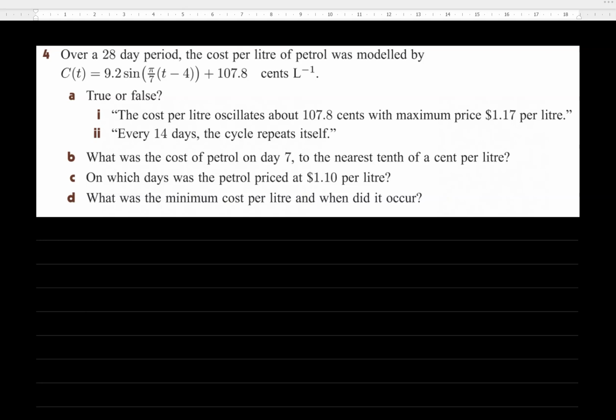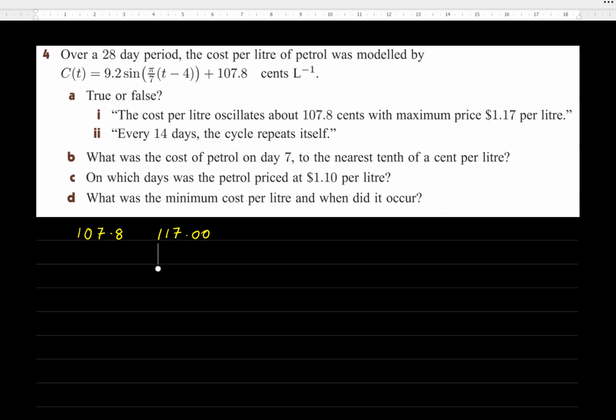Question number 4 over here. We've got a 28-day period. The cost per litre of petrol is modelled by such and such, true or false? The cost per litre oscillates between $1.80 and $1.17 per litre. So is that true or false?